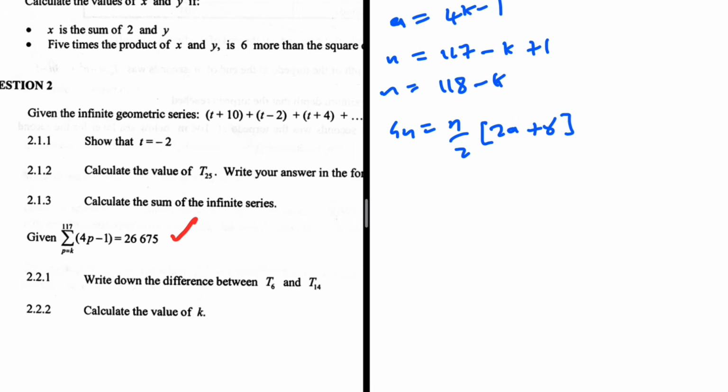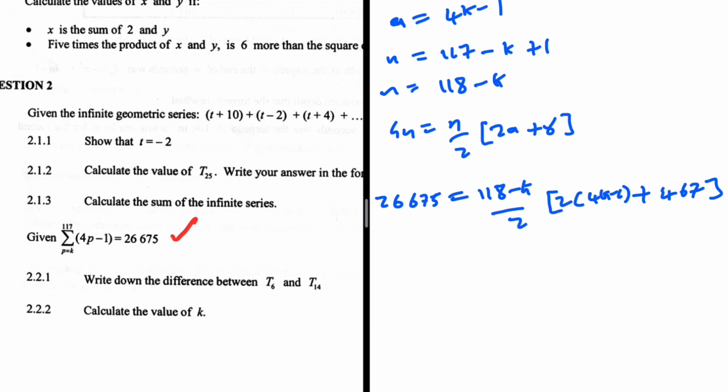Okay, there we go. So 26675 is equal to N, which is 118 minus K, over 2 multiplied by 2A. So that is 2. A is 4K minus 1, and the last term is 467. Right. So this is the idea. This is the logic in this question. So the last thing that we have to do is to actually solve for K, of which, for the sake of time, K is equal to 21. That is actually what you're supposed to get.